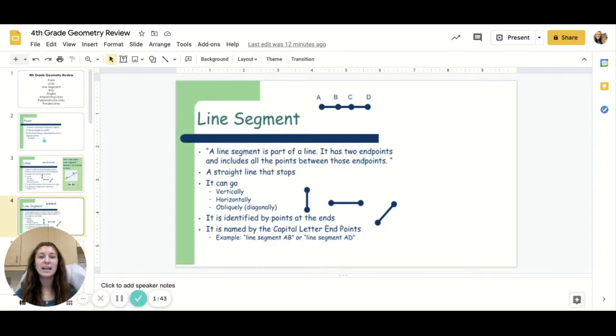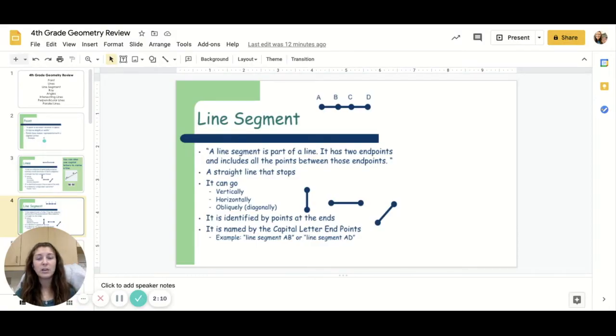Then we have a line segment, and there is a difference between a line and a line segment. You can probably look at the different pictures on here and tell what that difference is. A line segment is a part of a line. It has two endpoints and includes all the points between those two endpoints. So it is a straight line, but it stops. That's the big difference between a line and a line segment: a line segment stops.